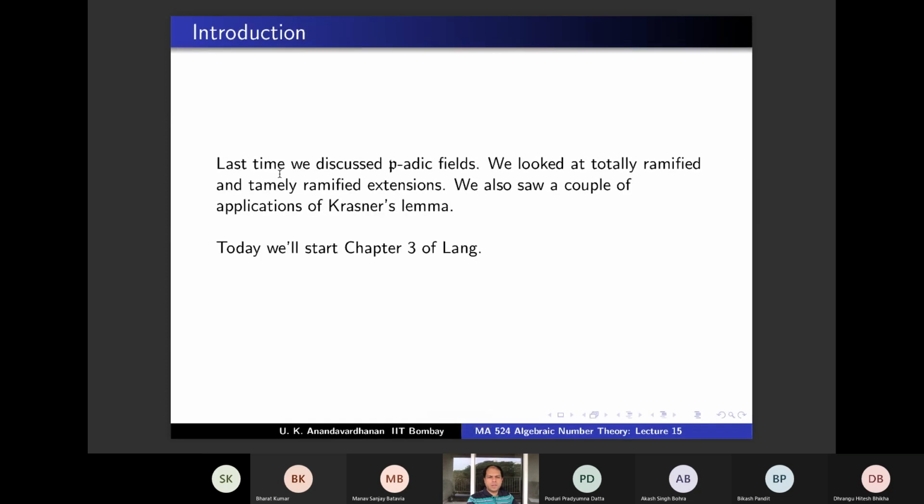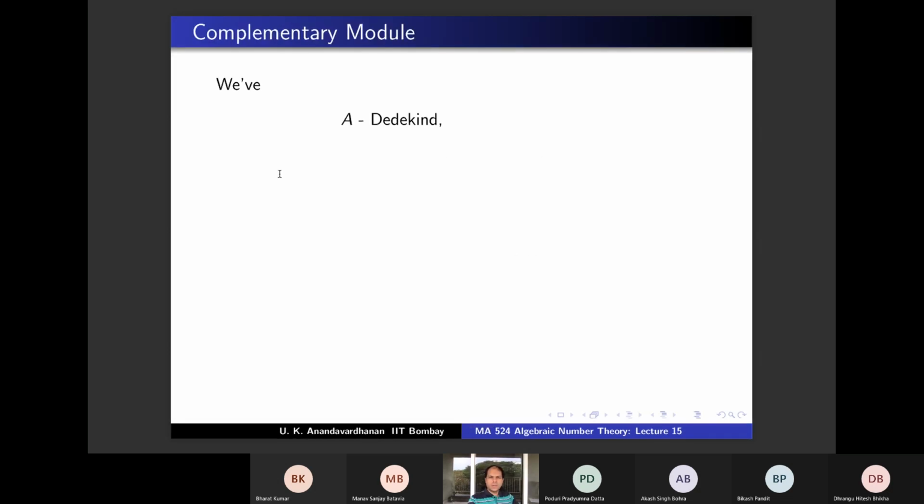Today we will start with chapter 3 of Lang. So let's start. The setting is once again global in the sense that I'm not assuming a DVR, the quotient field of a DVR, and complete with respect to the valuation. I'm not assuming that. That's what I call local. Global means we are studying a Dedekind domain and its quotient field in general. The prototypical example of global is the integers Z, and the prototypical example of local is Z_p, the p-adic integers, or Q_p, the p-adic numbers.